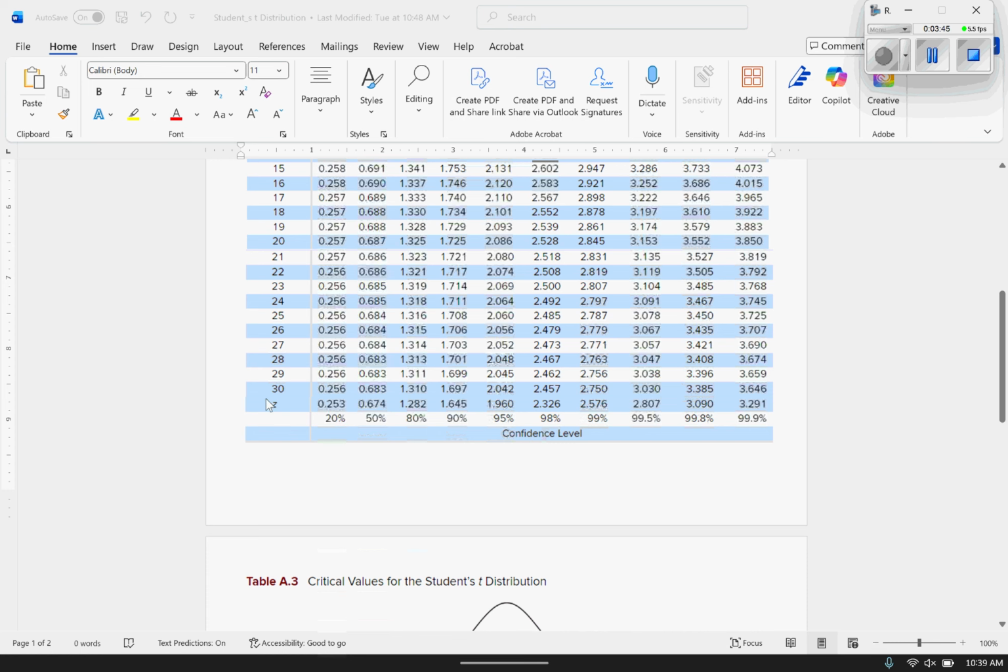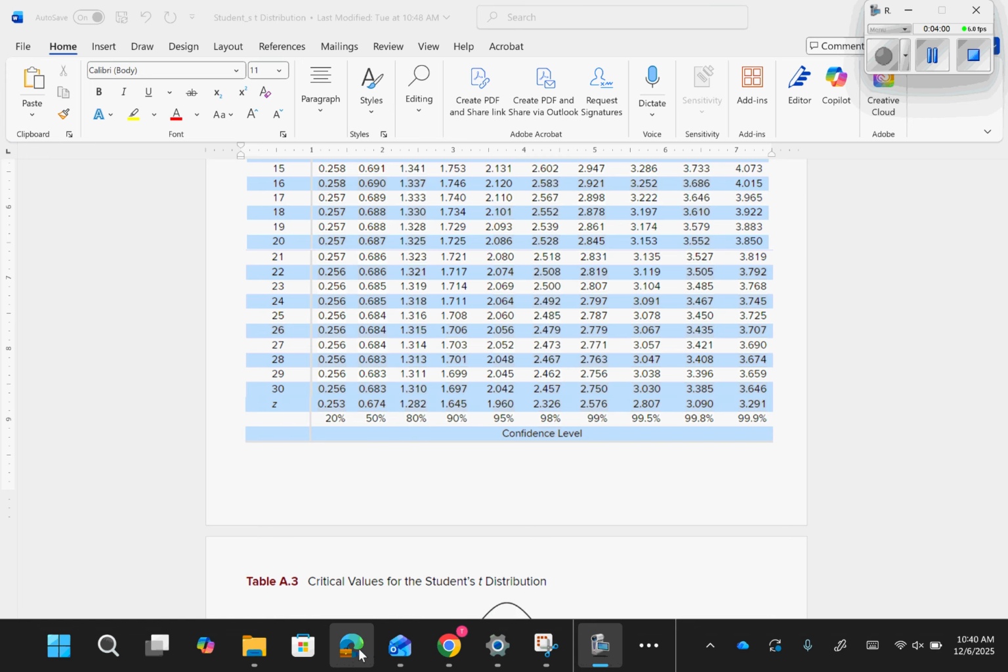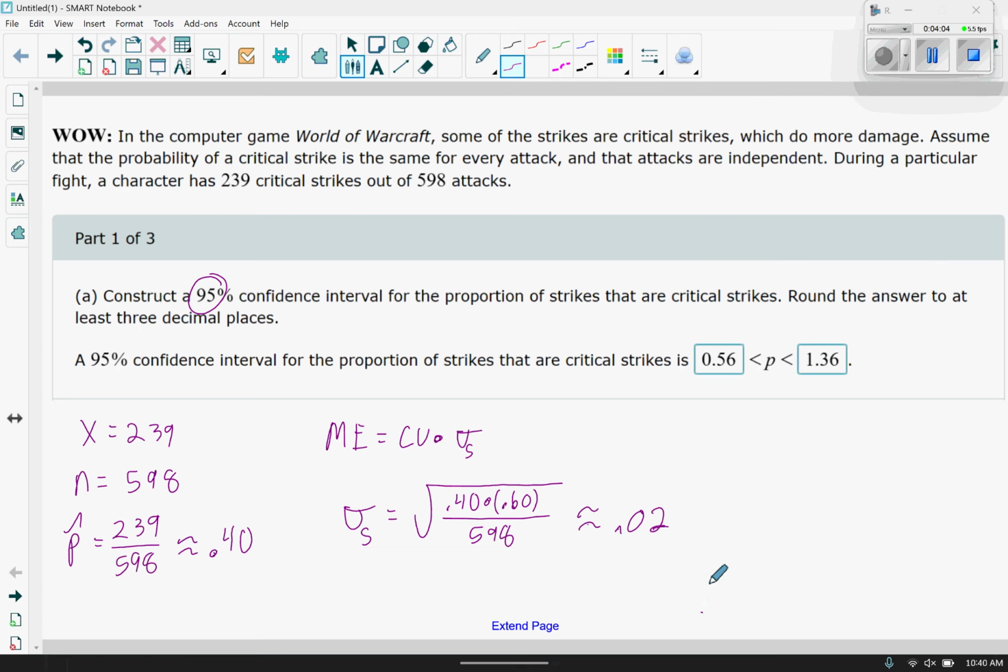We're actually using the z. The table has the t-distribution, but it also has the z-scores right here. So we're looking at the 95% confidence level, and that critical value is going to be 1.96. So my critical value is going to be 1.96.